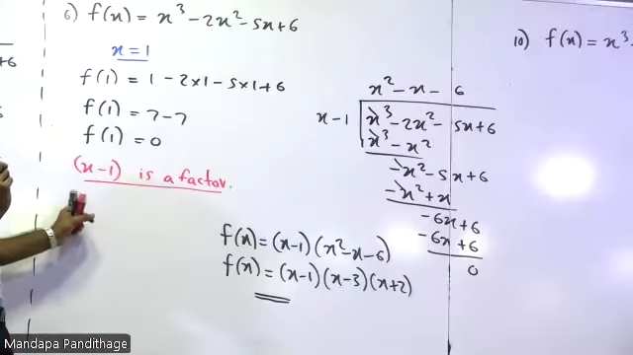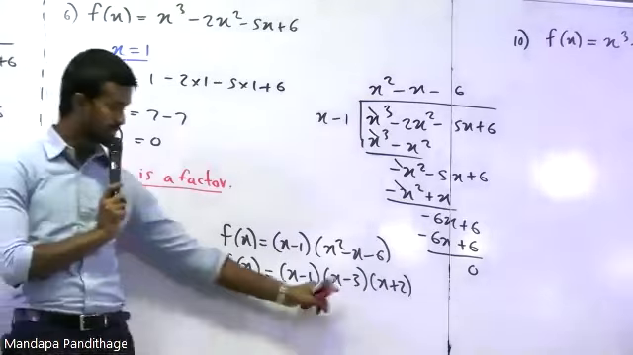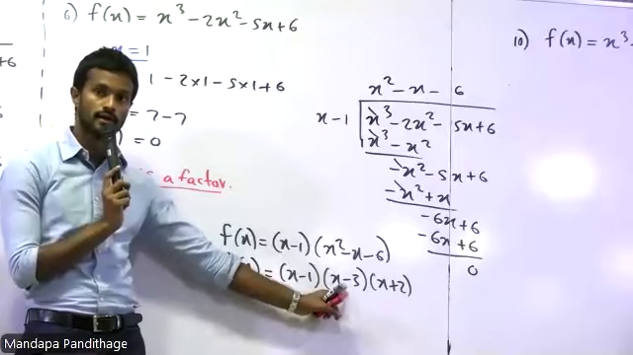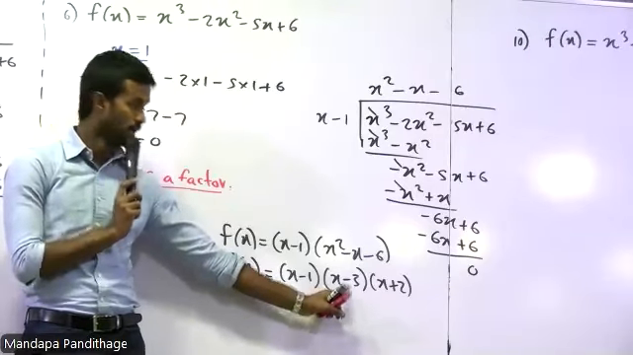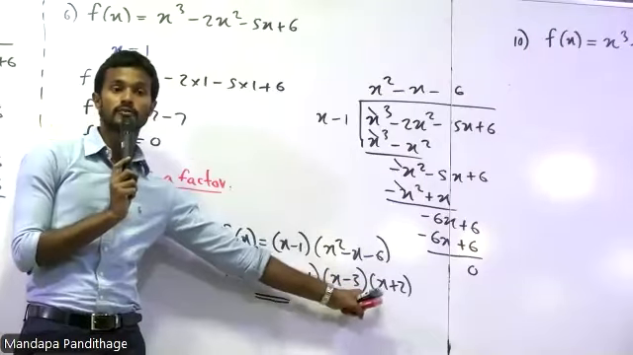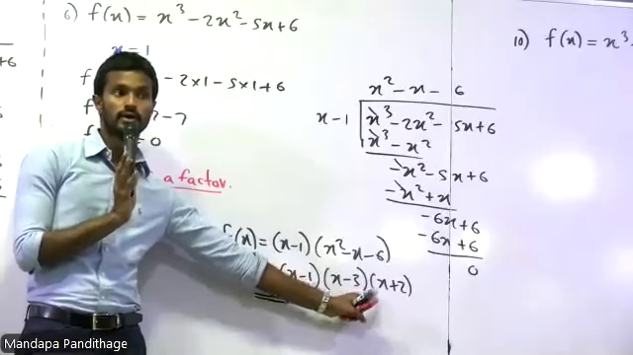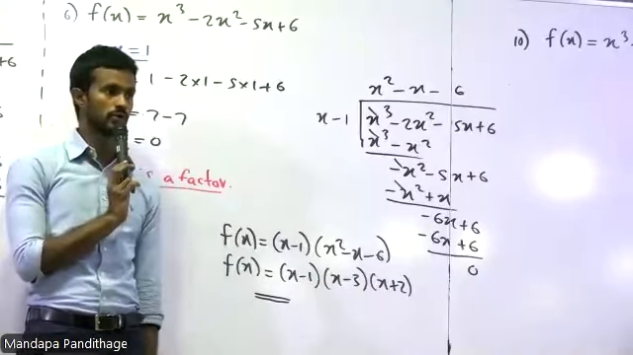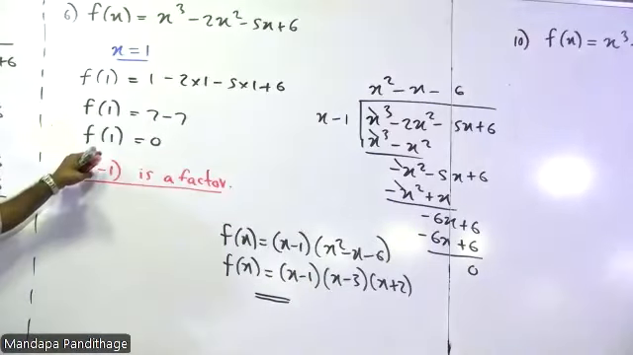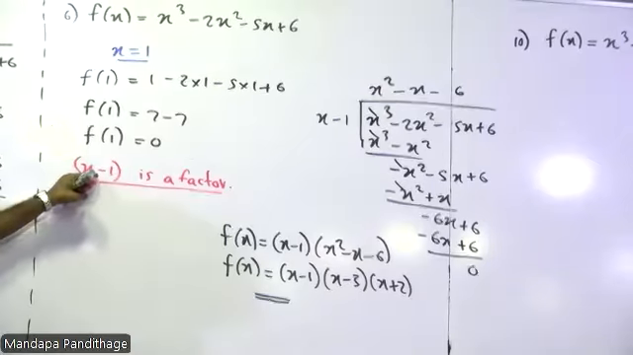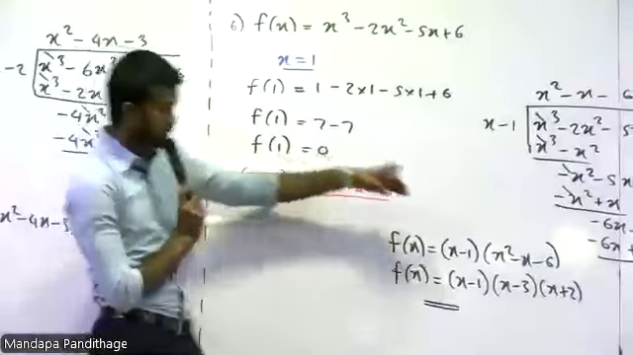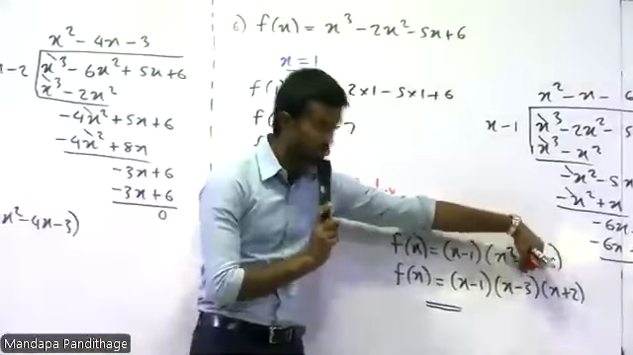Okay, hands up if you got x minus 1 as the first factor. Hands up if you got x minus 3 as the first factor. There are two. Hands up if you got x plus 2 as the first factor. Okay, so that is what I wanted to show you. Remember, if you realize x minus 1 is a factor, you get the other two factors, x minus 3 and x plus 2. No?